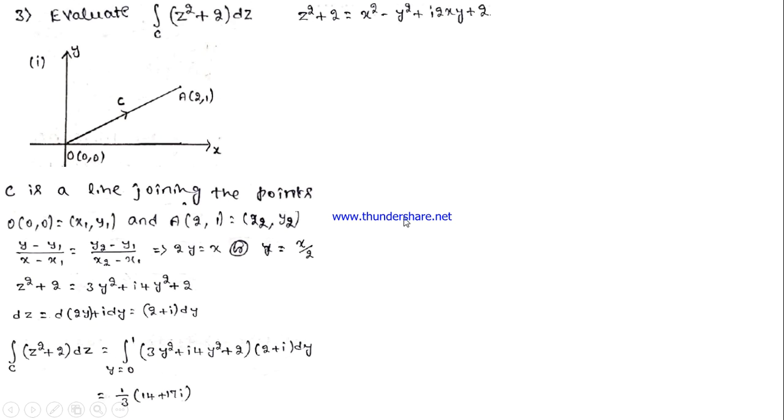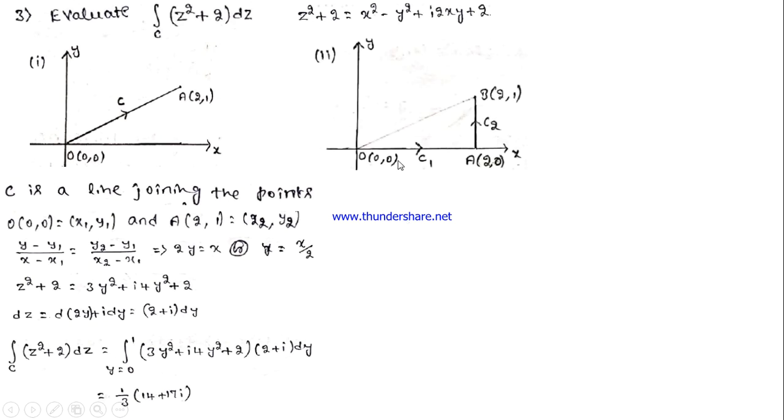Now if I consider the second curve, this is also a curve between the same two points (0, 0) and (2, 1), but on a different path.